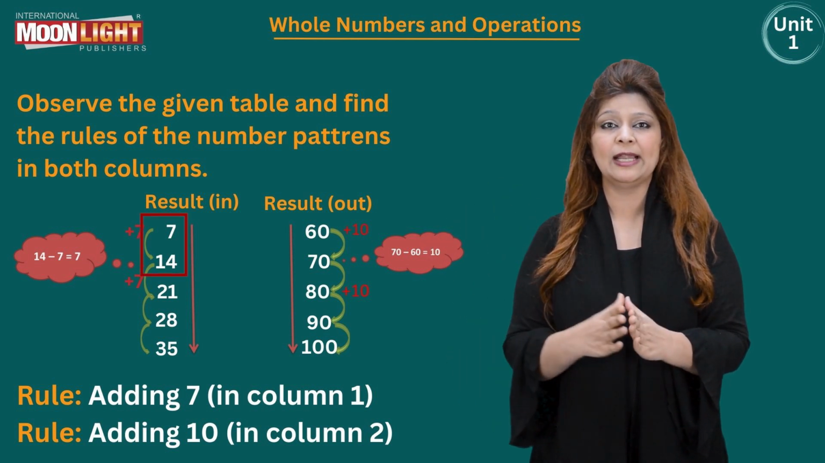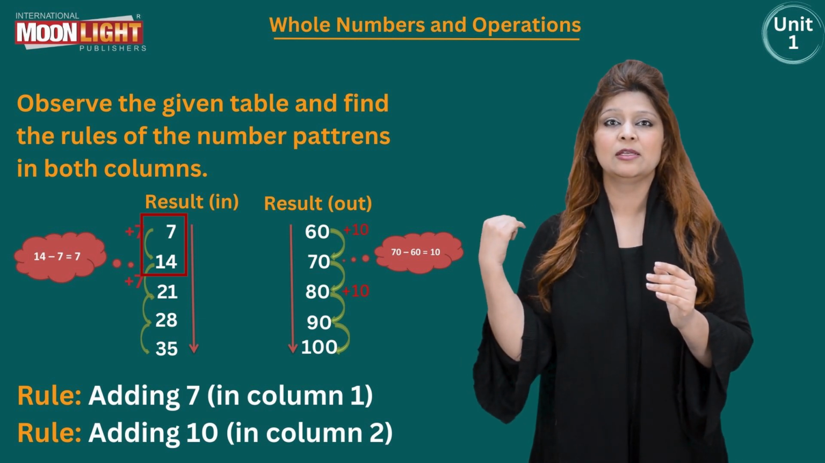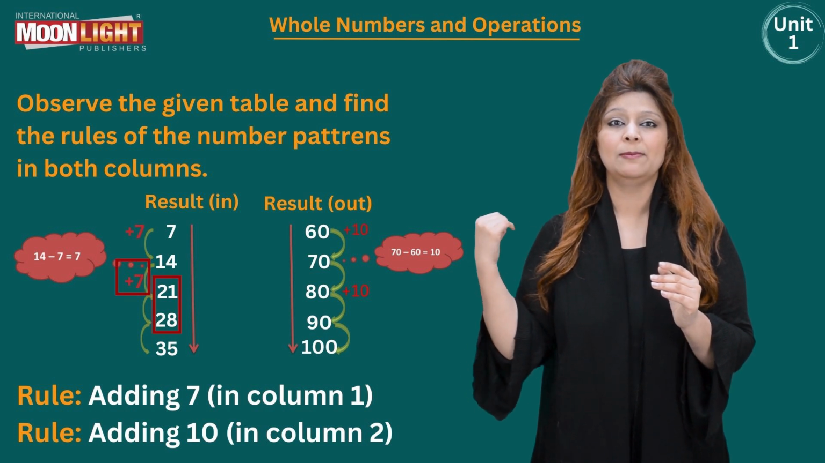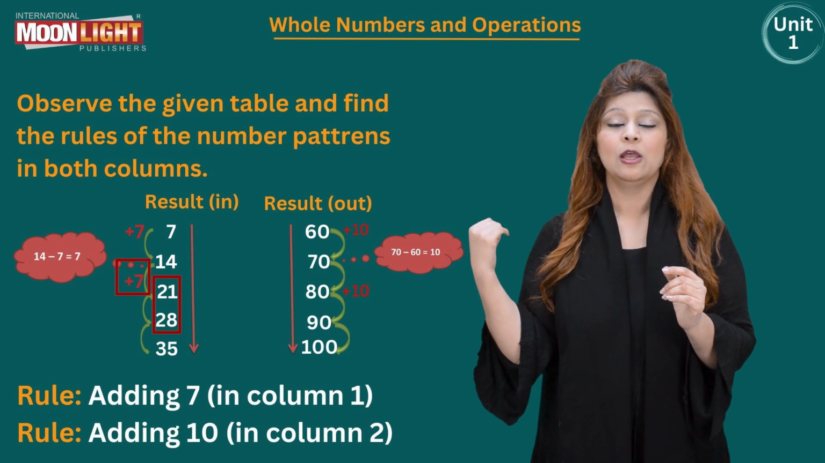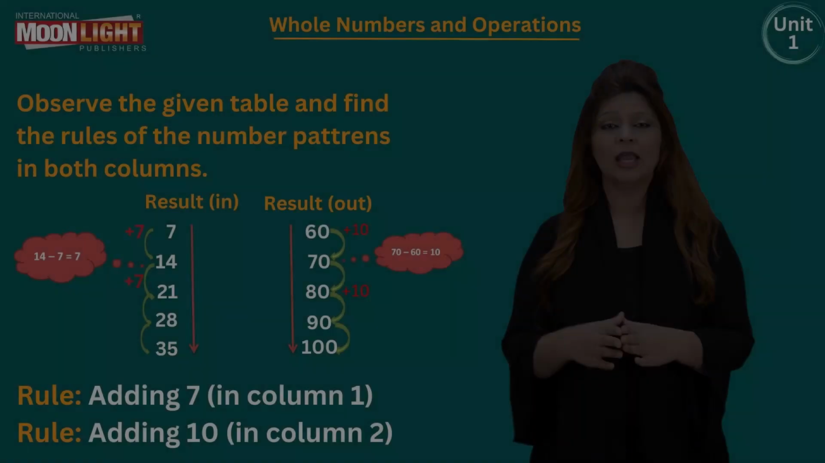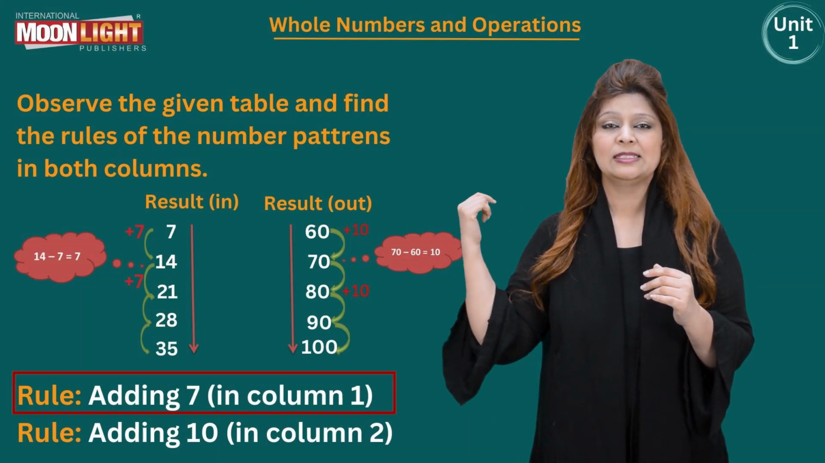So let me check whether it is true or not. 14 plus 7 is 21. Okay, so the next term, 21 plus 7, is 28. In the same way you are going to get the next terms. So here I will say the rule in column 1 is adding 7.